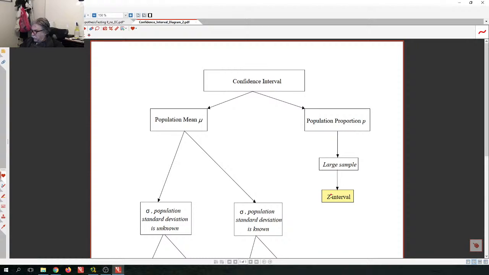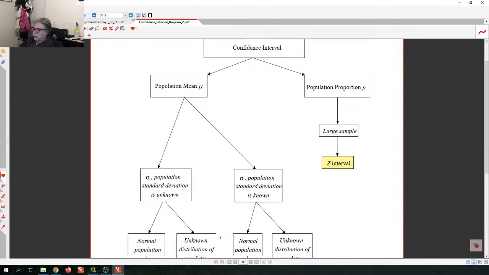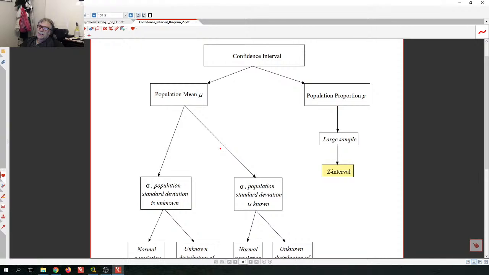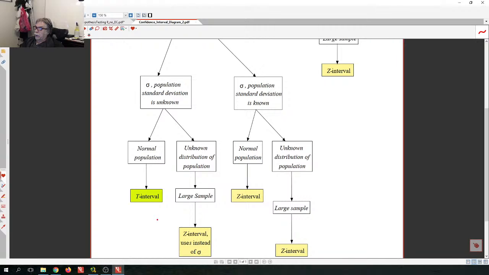So this is a z confidence interval, so z-test. The rest, whatever is in between, is exactly the same. So you're testing a population mean, you're testing population proportion. You're either going to end up with a t-test or you're going to end up with a z-test. This is the same diagram, only with different words. Instead of interval, it's a test. So you can use that.